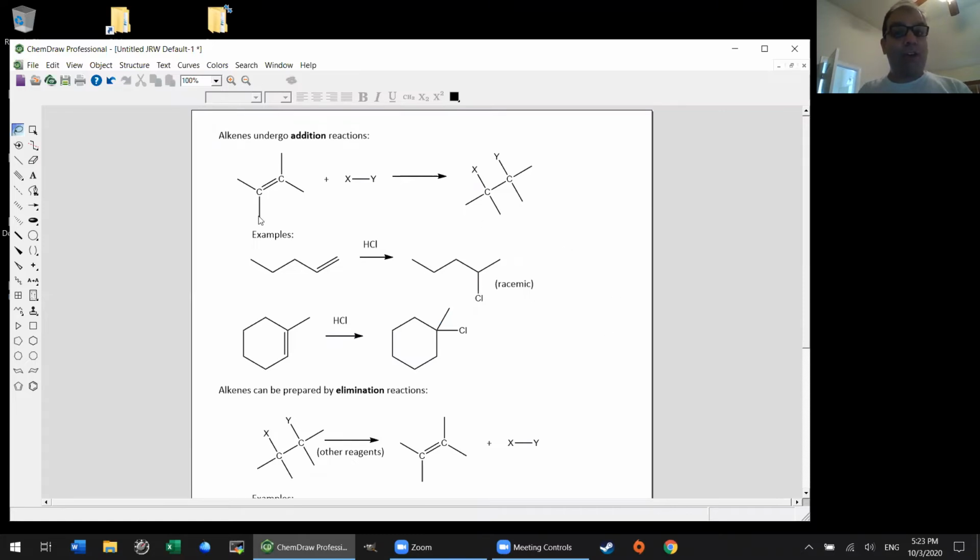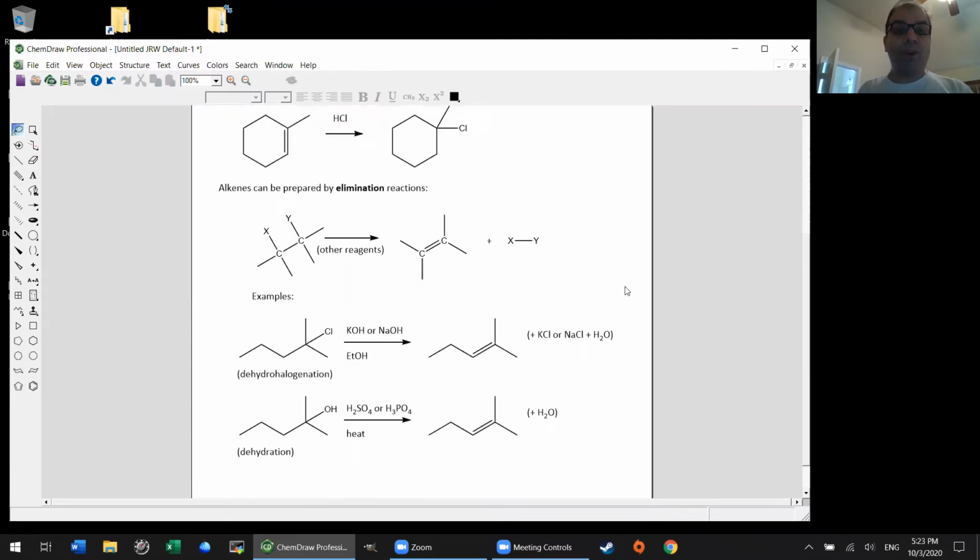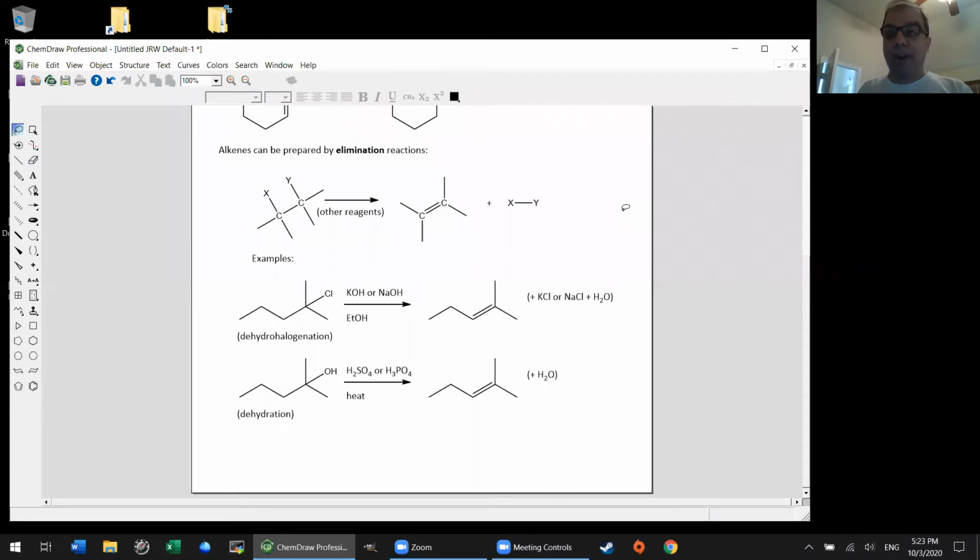So we're going to learn a bunch more addition reactions in this chapter. Another thing we're going to learn is how to prepare alkenes. And this topic actually will cover more in detail, I would say, in chapter 11. But alkenes can be prepared by elimination reactions, which is essentially turning an addition reaction on its head. And there are various reagents, depending, of course, on what X and Y are, that will cause the species to eliminate this molecule and form a carbon-carbon pi bond in its place.